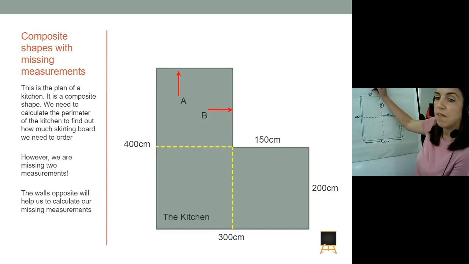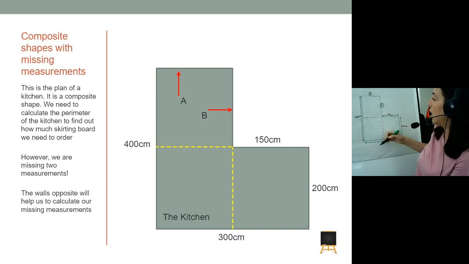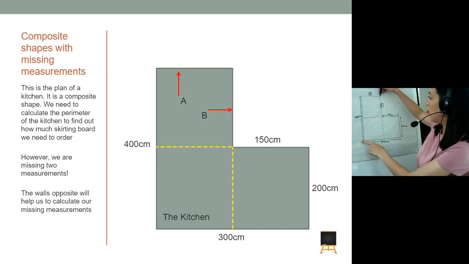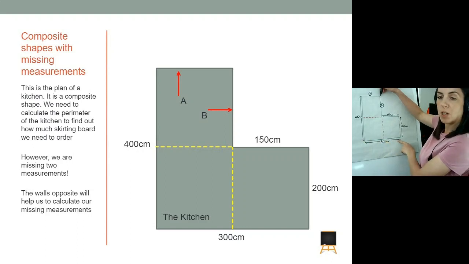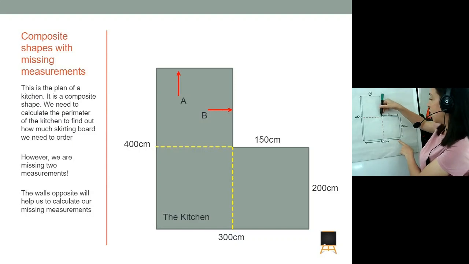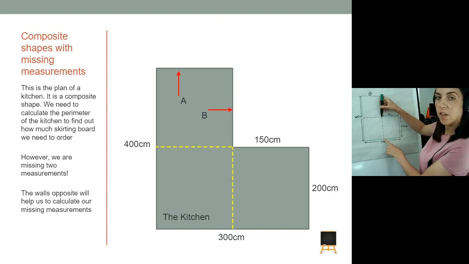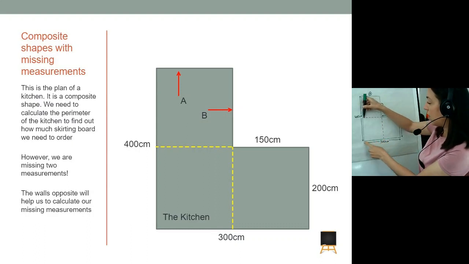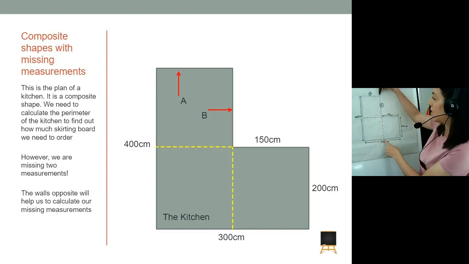So if you look at measurement A first at the top, to calculate that, we need to look at the opposite length. So if you look at A, we're not sure how long this is, but we do know that the length here at the bottom is 300. And we know here, this measurement is 150. So we know that from here to here is 150. Therefore, if we take 150 from 300, what we have left here should be 150, which is this measurement here. So A should be 150 centimetres.